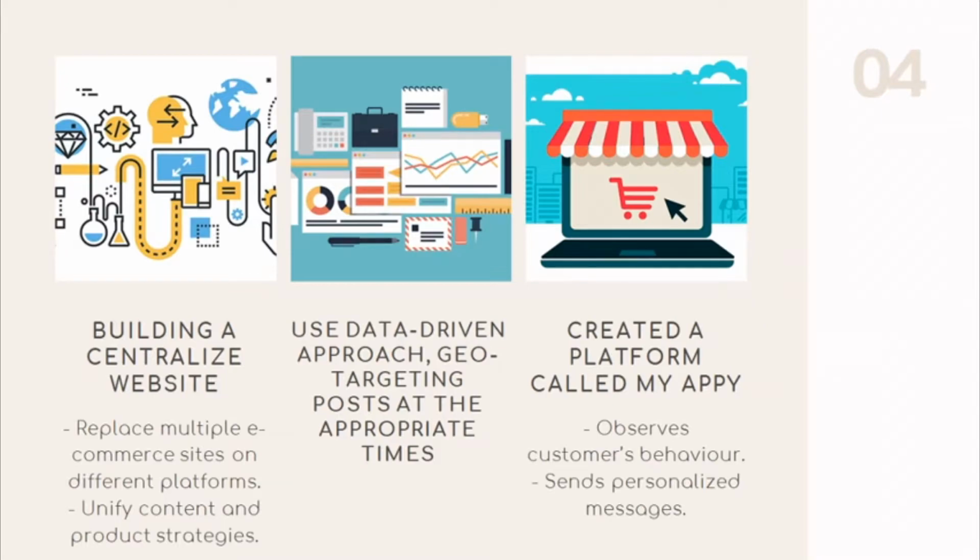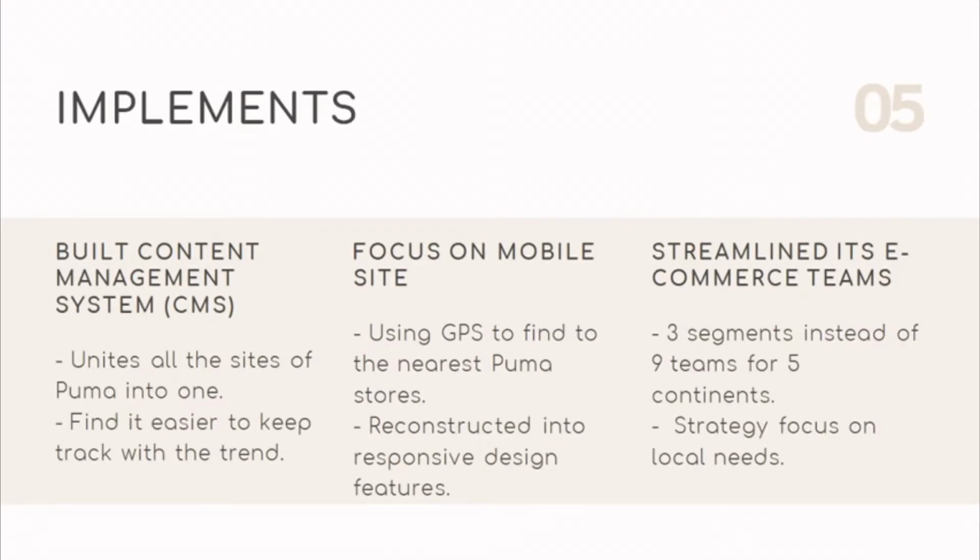What exactly did they do in this approach? They created a platform called MyAppy. This gathers all social media discussion related to Puma into one place, which helps Puma to understand how consumers respond to its content. Puma also sends personalized messages based on customer website activity. There are other implements that Puma makes to adapt to the e-commerce business, such as a custom-built content management system, or we can call it CMS. It unites all the sites of Puma into one by using the same template, so that both Puma and the customer find it easier to keep track with the trend.